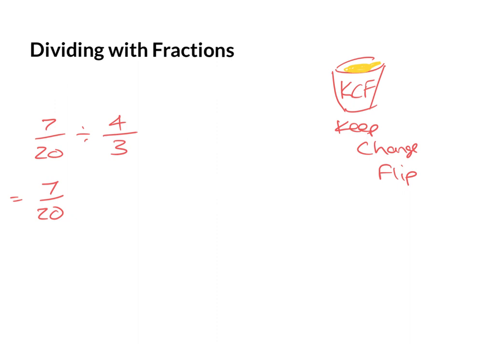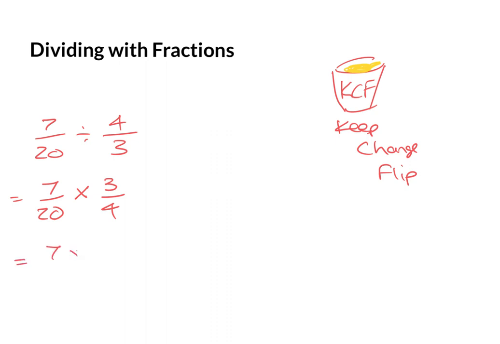That stays the same. The change is the symbol. The symbol changes from divide to multiply. The flip is you flip the second fraction upside down. So instead of 4 over 3, we get 3 over 4. What we've created is a multiplication. And once we have the multiplication, we know how to do that.